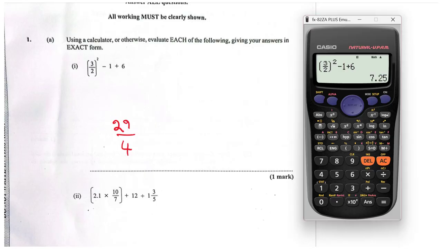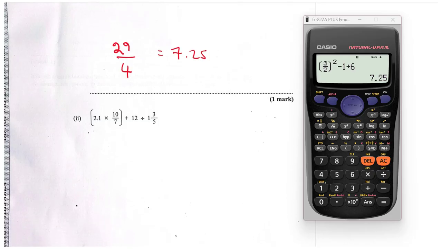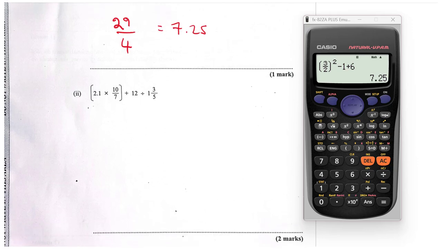Or, if you want, you could put 7.25. Alright, so let's look at the next one. Here it says (2.1 times 10 over 7), all in brackets, plus 12 divided by 1 3/5. So let's look at how many marks this question is worth. So 1 mark for the answer and 1 mark to show working.